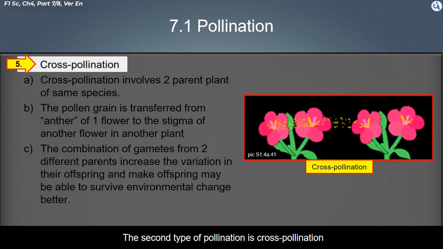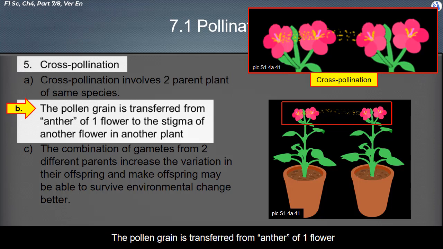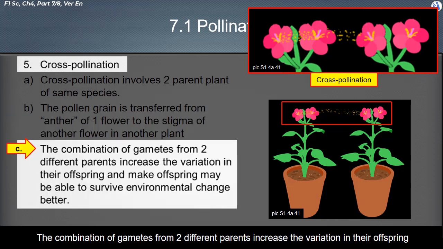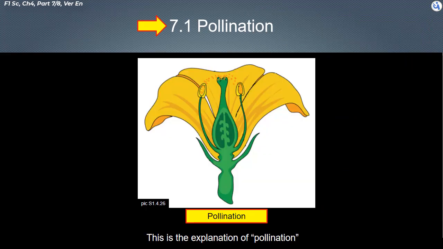The second type of pollination is cross-pollination. Cross-pollination involves 2 parent plants of the same species. The pollen grain is transferred from anther of one flower to the stigma of another flower in another plant. The combination of gametes from 2 different parents increases the variation in their offspring and makes offspring more able to survive environmental change. This is the explanation of pollination.